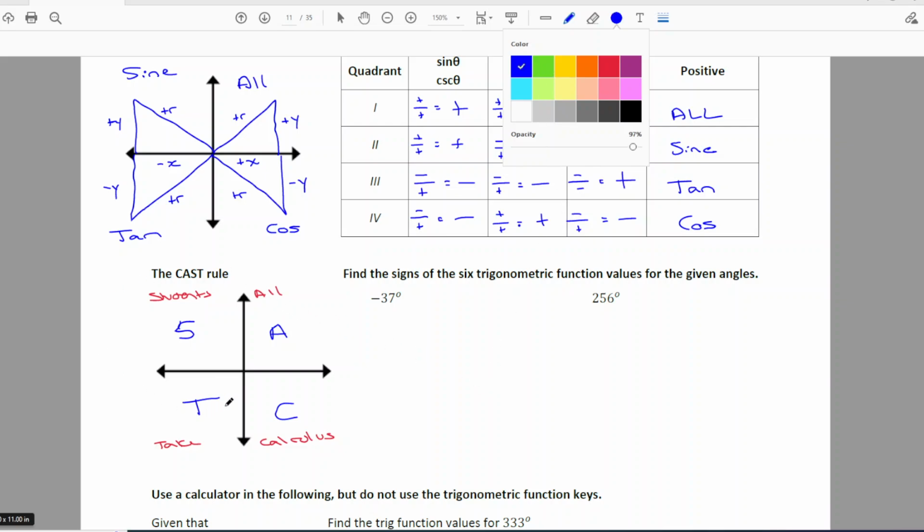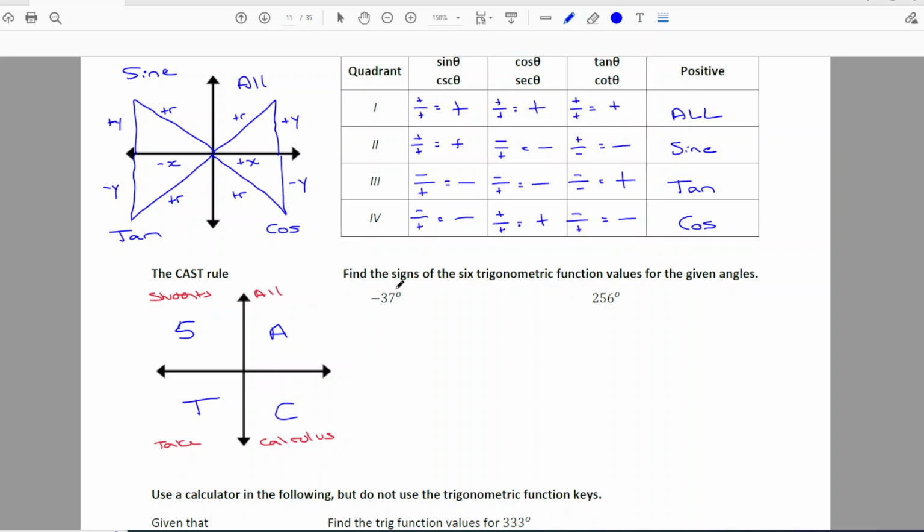But once you know this CAST rule, you can predict the signs of the trig function values for any given angle. So for example, if I was going to talk about negative 37 degrees, negative 37 degrees is in quadrant 4 because you're reading in a clockwise direction. And if I think about my CAST rule, that means that the positive ratios for negative 37 degrees would be cos and secant, whereas everything else would be negative.